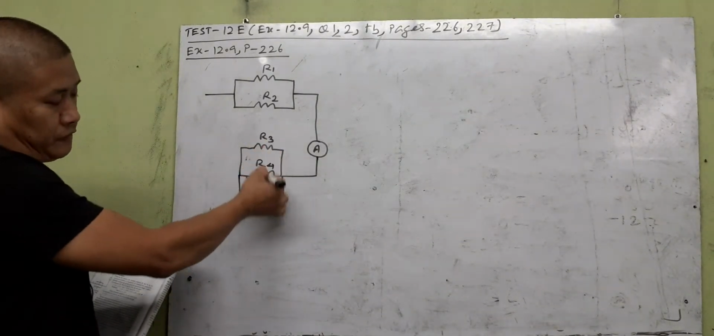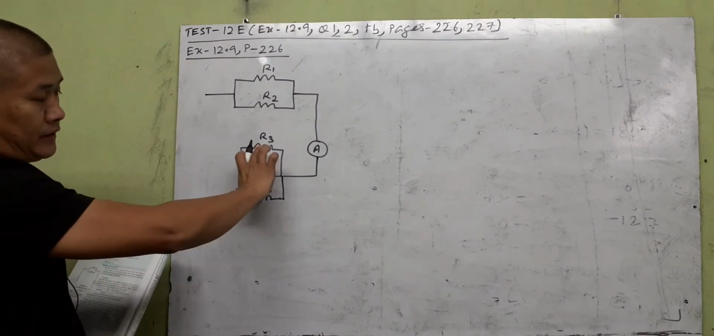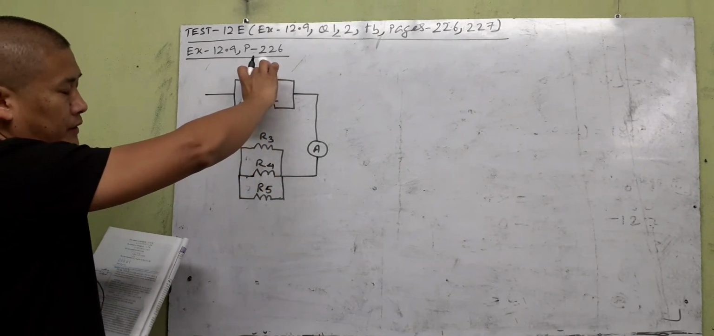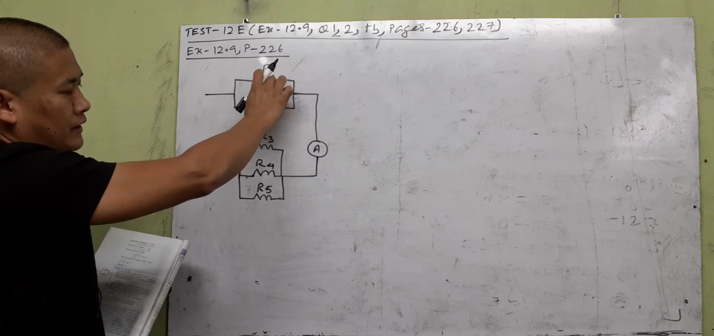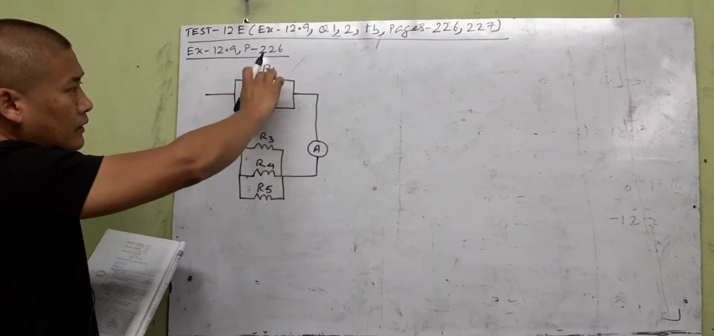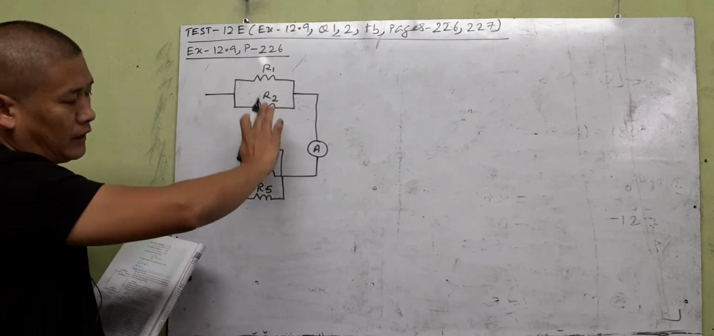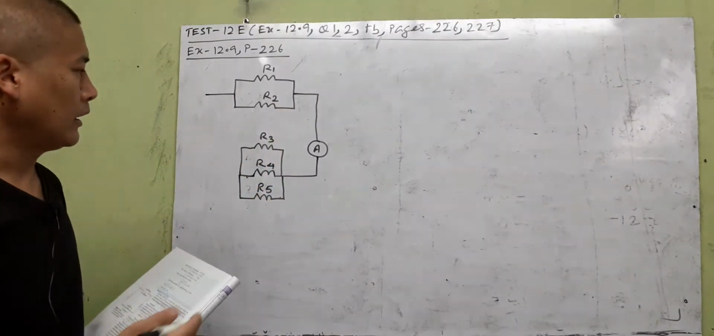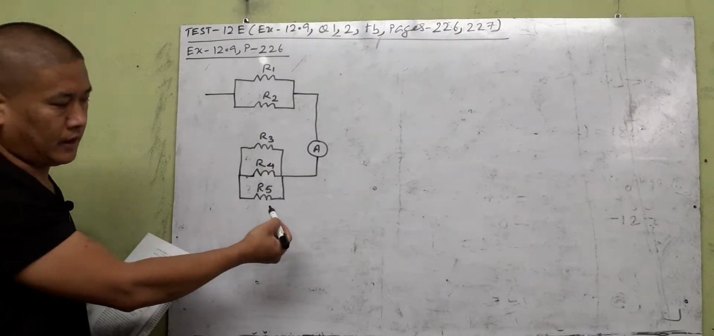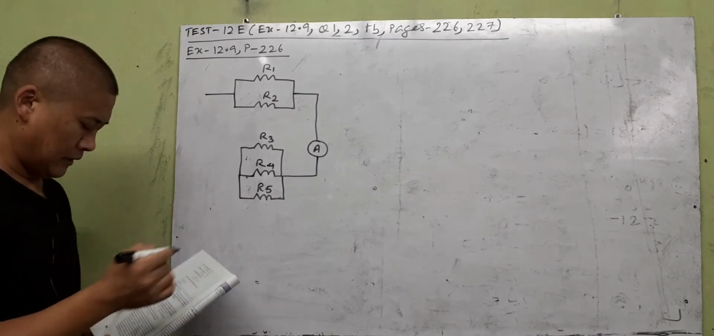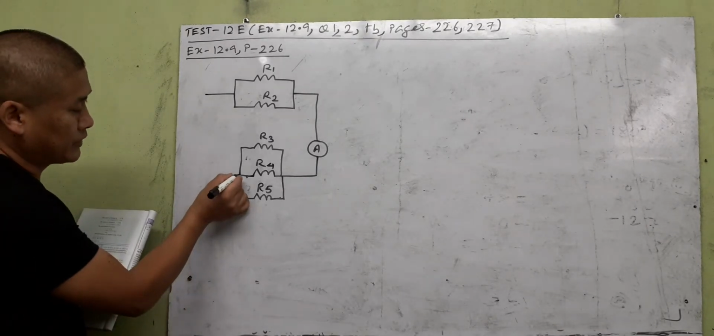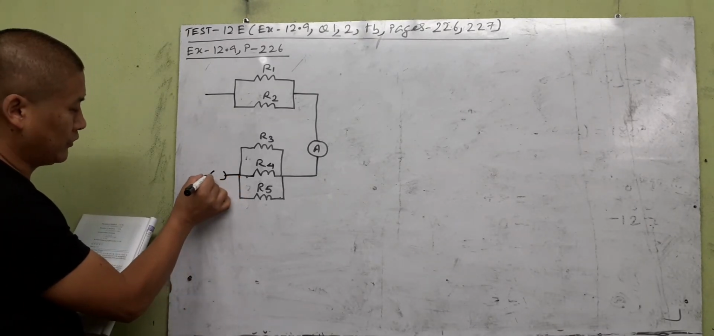So they are again above each other, so that is parallel. This set is in parallel, this set is in parallel. Of course, this set is not in parallel with this, but R1 and R2 are separately in parallel. Then these three, R3 to R5, are in parallel. Then there is a switch here to switch on and off.